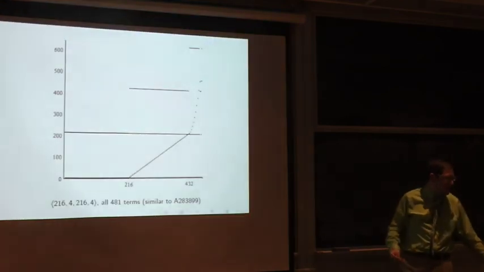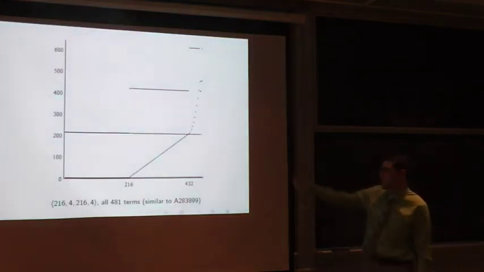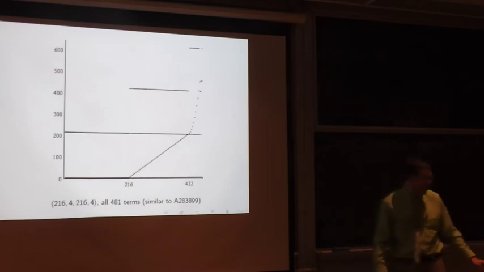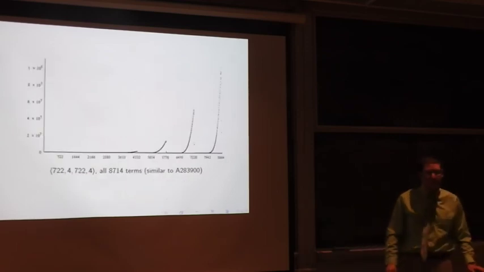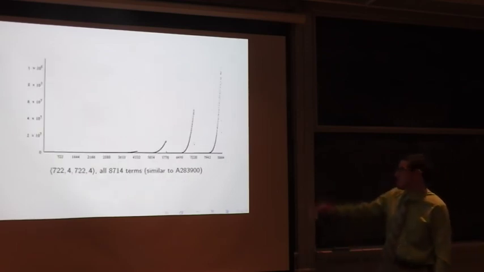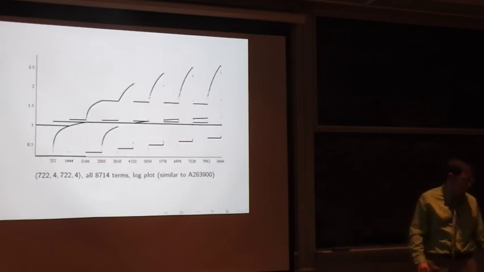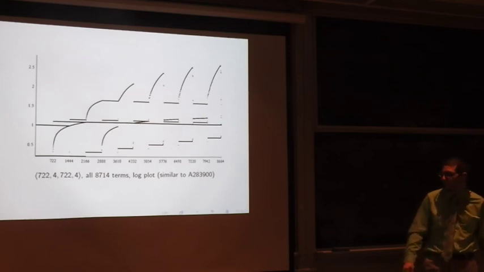So a nice multiple of 4 is 216. This is the entire sequence for 216. A nice number that's 2 mod 4 is 722. So here's a solution for 722. This is the whole sequence. Here's a log plot of that whole sequence. Each of those polynomials is 1 degree higher than the previous.